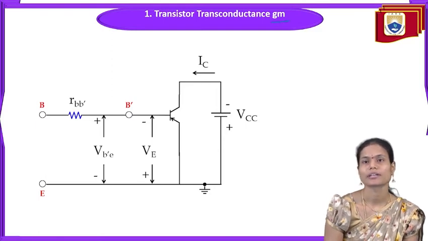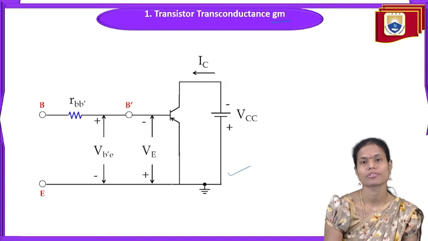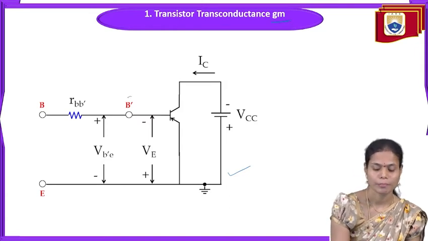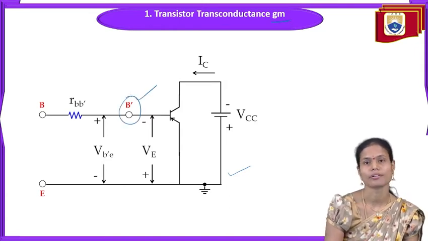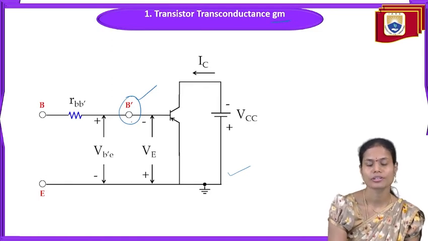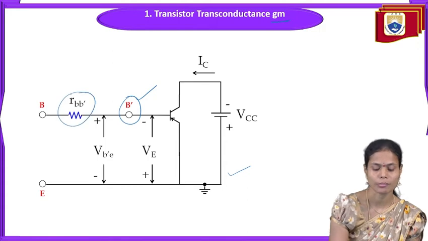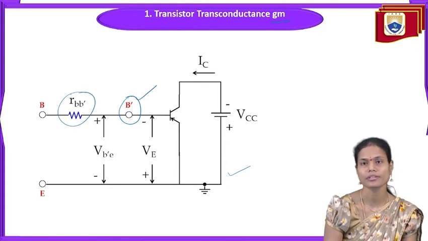That is output current by output voltage. So to calculate that, we are taking the common emitter amplifier circuit with the B dash terminal included, because it is at high frequency. Once B dash is included in the circuit, along with that RBB dash is also included in the circuit.